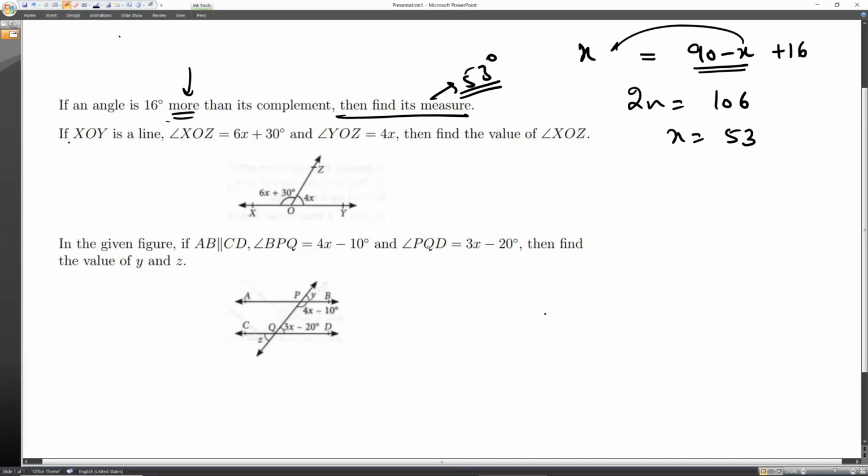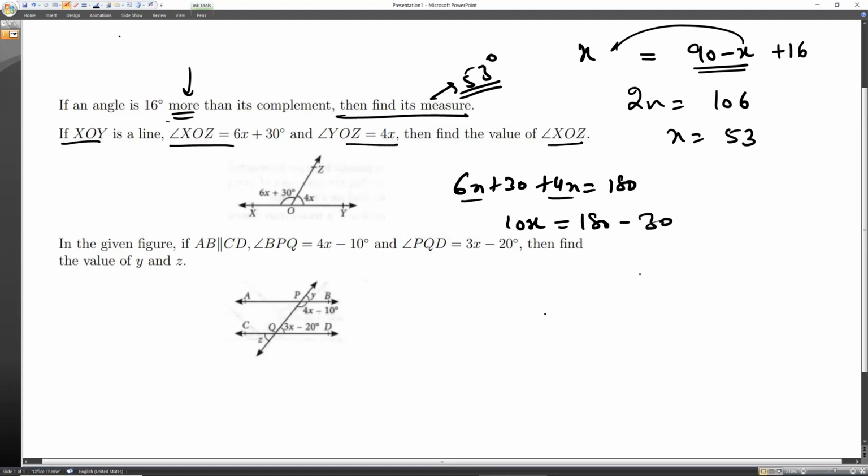Here it is saying that in the X or Y line, if it is given that this angle is this value and this angle is this one, find the value of angle XOZ. So this is very simple. You add this: 6x plus 30 plus 4x will be equal to 180 degrees. Then you will get 10x. Then 10x is equal to 180 minus 30, so 10x is equal to 150.